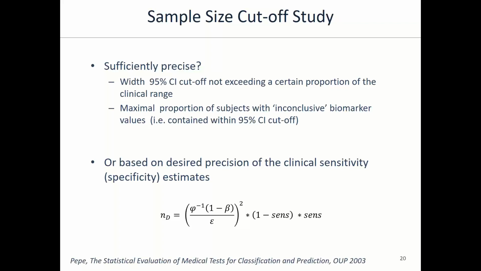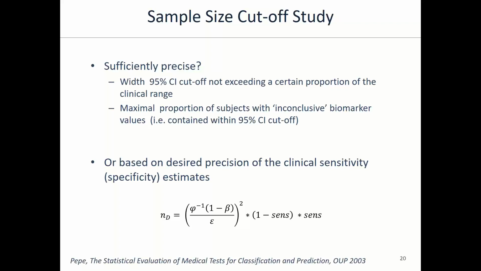Now, I think most people agree that a cutoff needs to be estimated in a precise way, but the question of what is sufficiently precise is not always easily answered. At the bottom, I have a formula that can be used for the sample size of a study, but this is really in a diagnostic setting, when you can relate the precision of the cutoff to the desired precision of your later clinical sensitivity and specificity estimates. But in the companion diagnostic setting, this might be less relevant, and so a more intuitive approach is often taken to what is sufficiently precise.